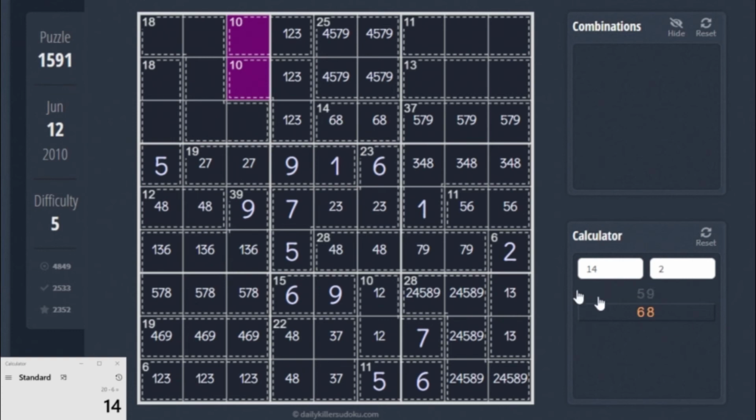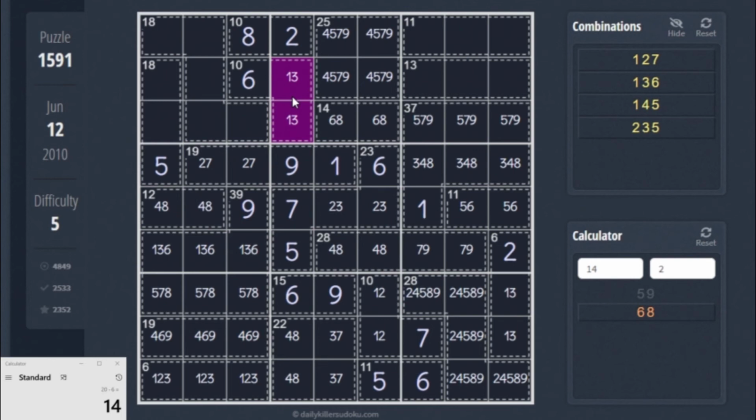And we only have 6 and 8 left. We know that we can't put 6 here because we need 4. So we only have one option. So we get 8. We put 6 here. So this cell is going to be 2, and then those remaining ones are going to be 1 and 3.